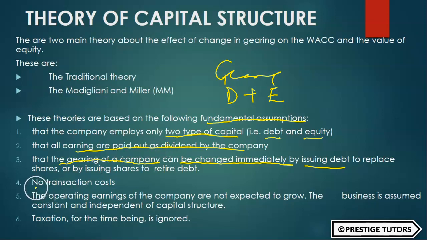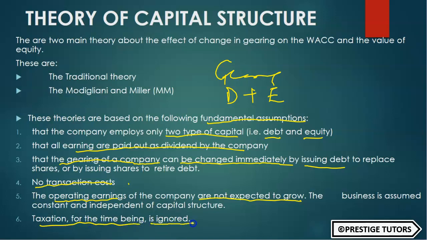Then another thing that is interesting, no transaction cost. But in real life, is there any transaction you are going to do that will not involve cost? It's not possible. But according to this theory, no transaction cost. Then another thing, operating earnings of the company are not expected to grow. Operating earnings, that is operating profit, are not expected to grow. This assumes a constant capital structure. So operating earnings are not expected to grow, which is not the case in real life.